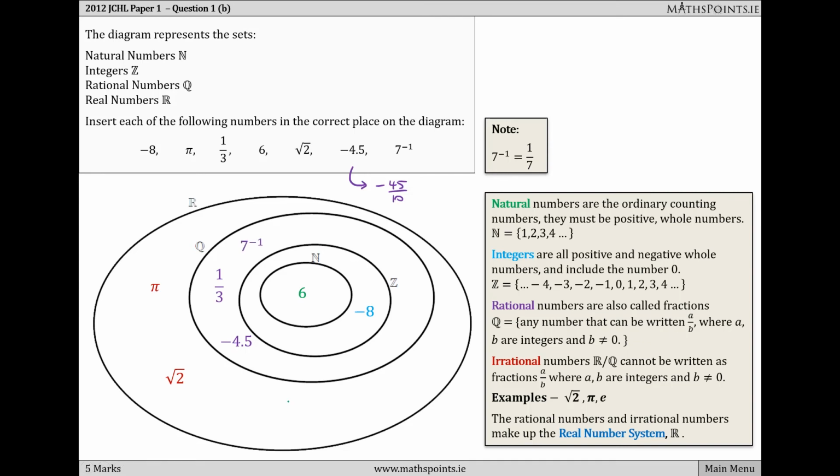So all of the numbers have been placed in the respective positions in the diagram, but one thing to notice is that even though 6 is in the natural number circle, it's also in the integer circle, it's also in the rational numbers circle, and it's also in the real number circle. So 6 is an element of the natural numbers, the integers, the rational numbers, and the real numbers. A number like pi can only go in this region of the real number section as it's not a rational number or an integer or a natural number.